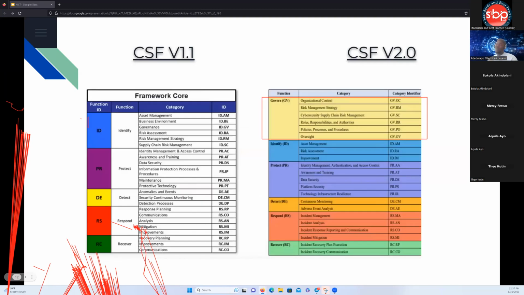So this is the current functional framework for 2.0. For 1.1, it's from identify to recover. But right now, 2.0 starts with governance.